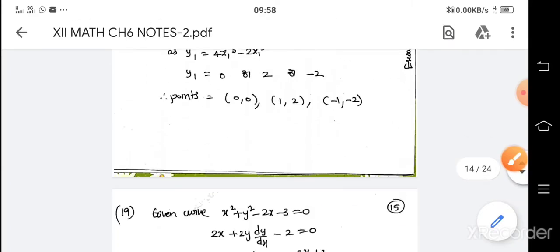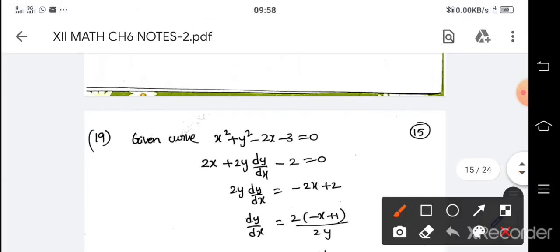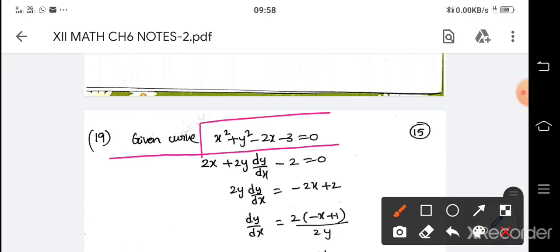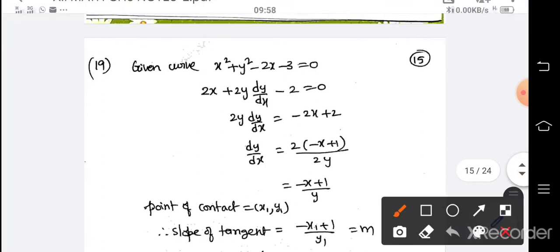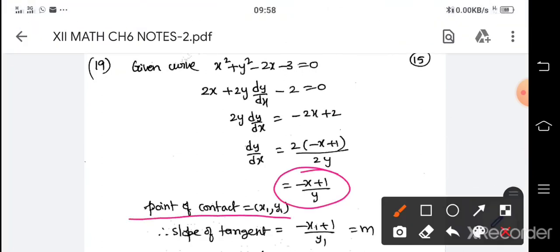Next, look at this. The given curve equation is x square plus y square minus 2x minus 3. Any time a curve is given, we should differentiate it very fast. 2x plus 2y dy by dx minus 2 is equal to 0, since the derivative of minus 2x is minus 2. Then find dy by dx: we get (minus x plus 1) by y, as the 2 cancels. So this is the answer for dy by dx. Let us take the point of contact. If you look at the textbook 19th question, they are asking you to find the points where the tangents are parallel to the x-axis. So the slope of the tangent will be this one.